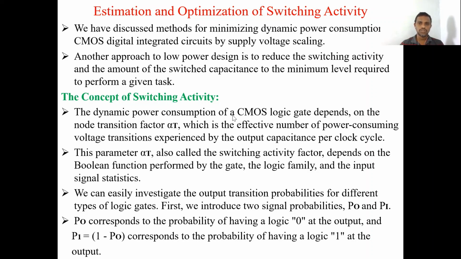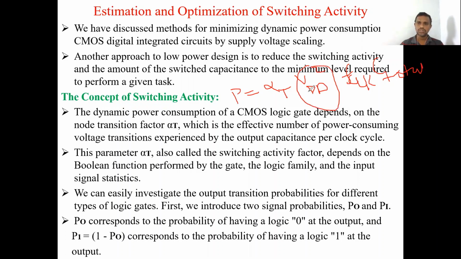The dynamic power consumption of a CMOS logic gate depends on the node transition factor. In the derivation of dynamic power consumption, we used alpha T. The average dynamic power consumption P is equal to alpha T times VDD squared times the clock frequency, multiplied by C total, the total capacitance. This is the equation we have seen in the previous discussion.